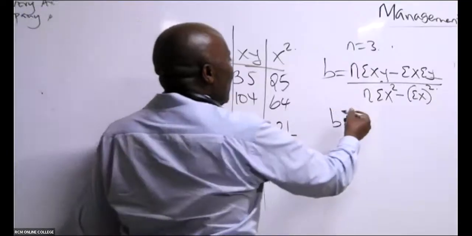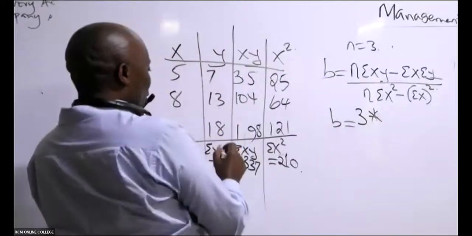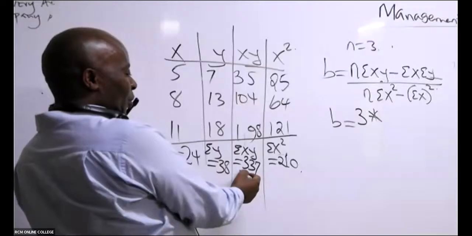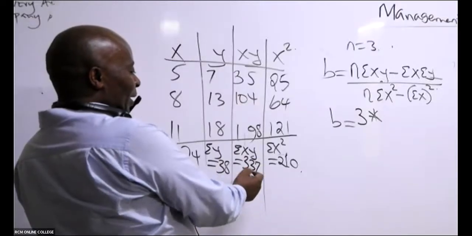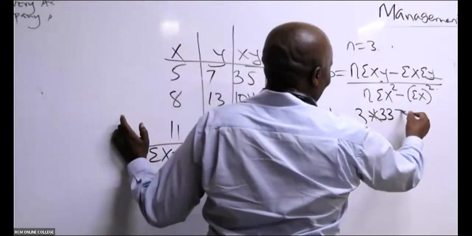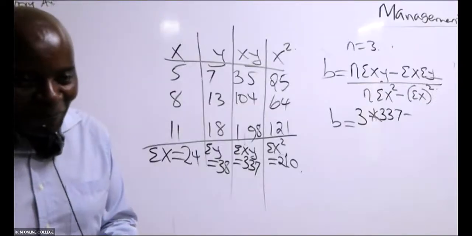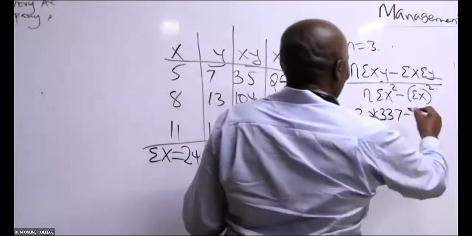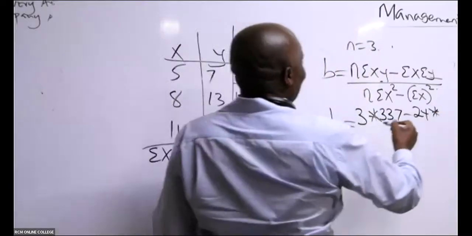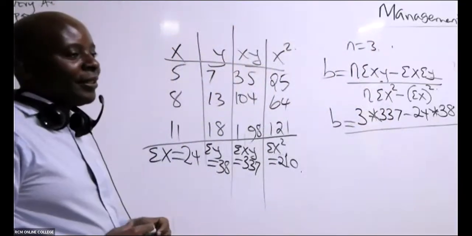So N is 3. 3 times sigma xy. What do we have for our sigma xy? Summation of xy is 337. Summation of x, 24. Summation of y, 38. Great. Thank you.